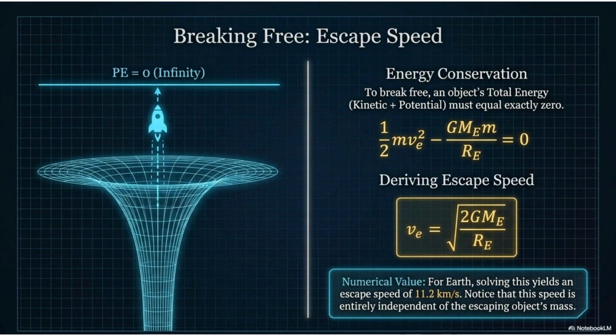To break free from Earth's gravity, an object needs a specific escape speed. By ensuring its total energy, the sum of kinetic and potential energy, equals zero, we find that for Earth, this speed is 11.2 kilometers per second.